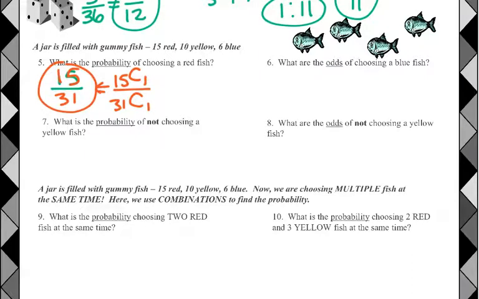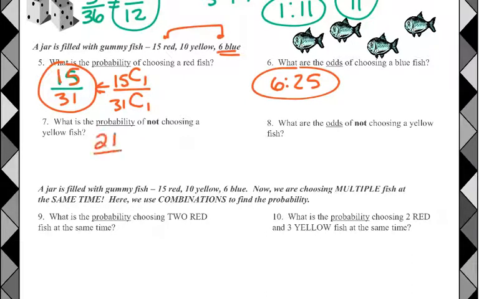Odds of choosing a blue fish, what do we have? 6 blue fish and then 25 non-blue fish. Probability of not choosing a yellow fish, so that would mean basically choosing red or blue, so there's 21 there out of 31. Odds of not choosing a yellow fish, now it changed to odds, so that would be 21 to 10.